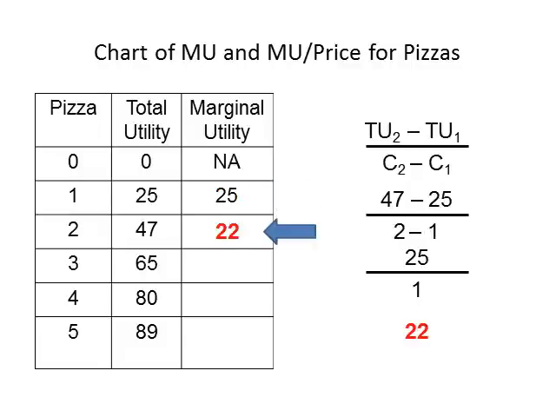Next, write down the formula for the marginal utility. Substitute the values into the formula. In this case, TU2 is 47, TU1 is 25, C2 is 2, and C1 is 1. Next, do the subtractions, which gives 22 in the numerator, the top number, and 1 in the denominator, the bottom number. Divide the numerator, 22, by the denominator, 1, which is equal to 22. Place 22 into the third row of the marginal utility column.